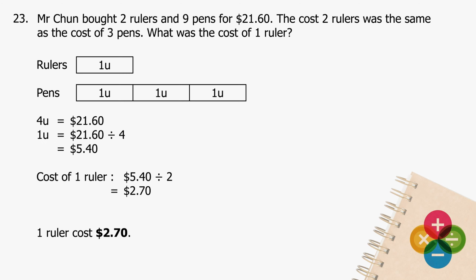Four units is equal to $21.60. 1 unit will be, divide $21.60 by 4, and the quotient is $5.40. The cost of 1 ruler will be, divide $5.40 by 2, and the quotient is $2.70. 1 ruler cost $2.70.